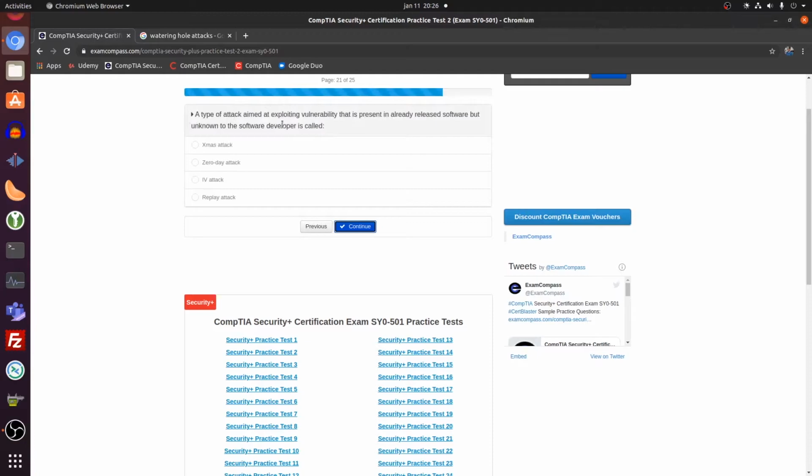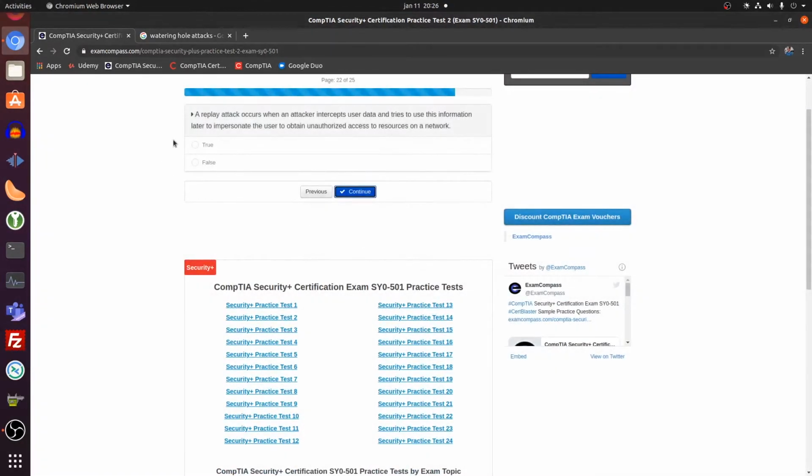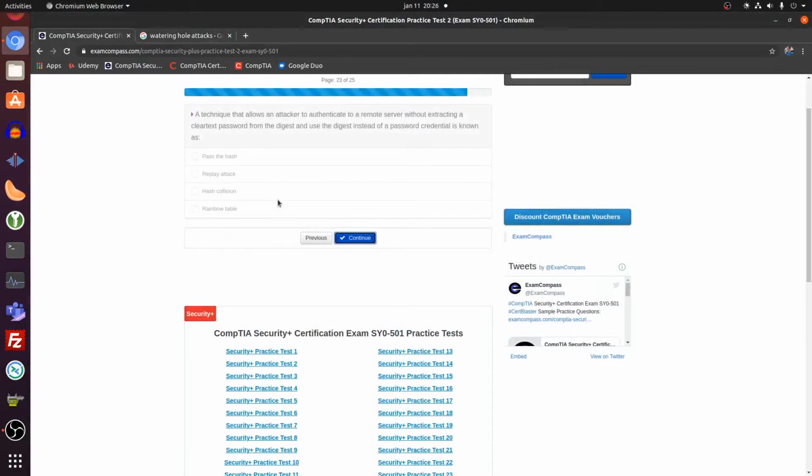A type of attack aimed at exploiting a vulnerability that is present in already released software but unknown to the software developer is called a zero-day attack. Okay, a replay attack occurs when an attacker intercepts data and tries to use this information later to impersonate the user to obtain authorized access to resources on a network. True. A technique that allows an attacker to authenticate to a remote server without extracting a clear password.